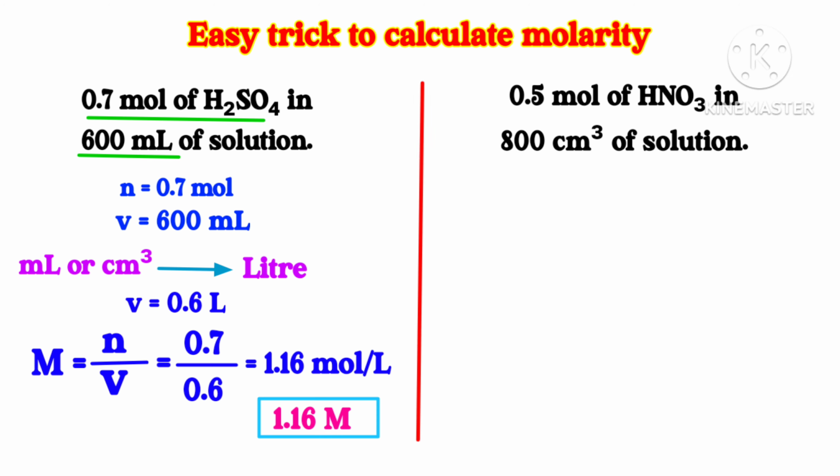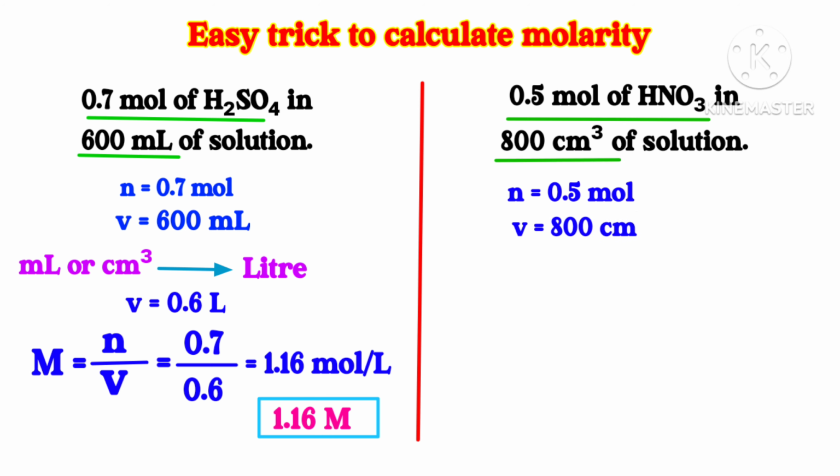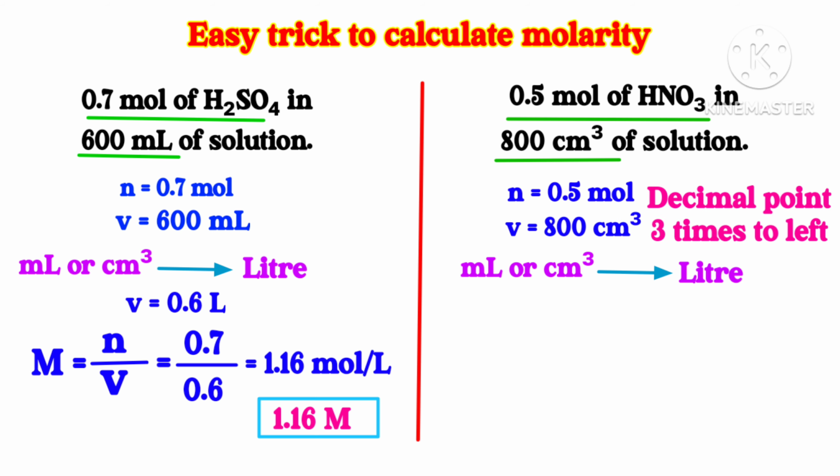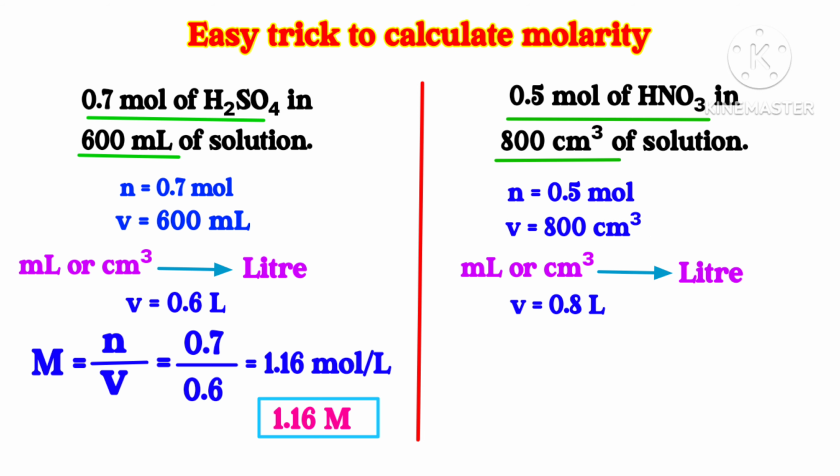Now, in this question, 0.5 mole of nitric acid is dissolved. So, the number of moles of solute is 0.5 mole. Secondly, the volume of a solution is 800 cm³. I convert it to liter. To do so, I move the decimal point 3 times to the left. I get 0.8 liter.